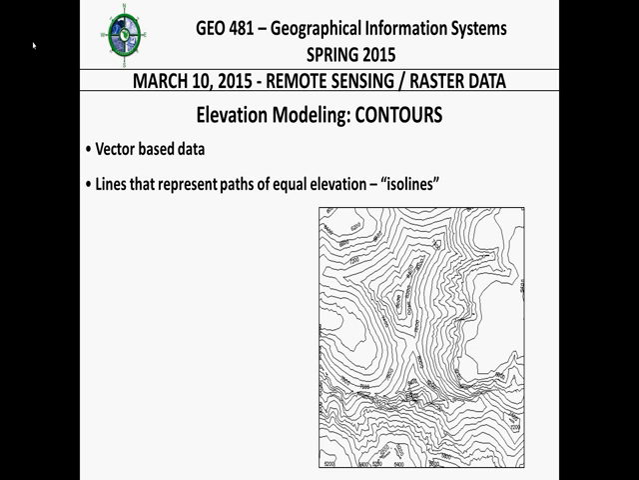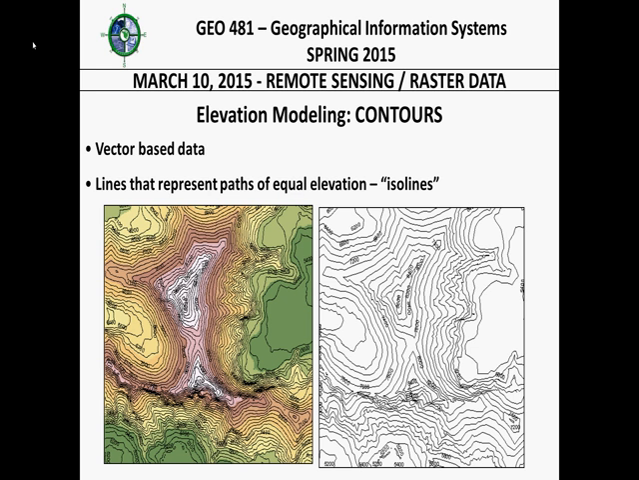And maybe this slide helps show that a little better. I put a raster diagram behind the isolines to show how they're related. I like the USGS version better. Let's read.